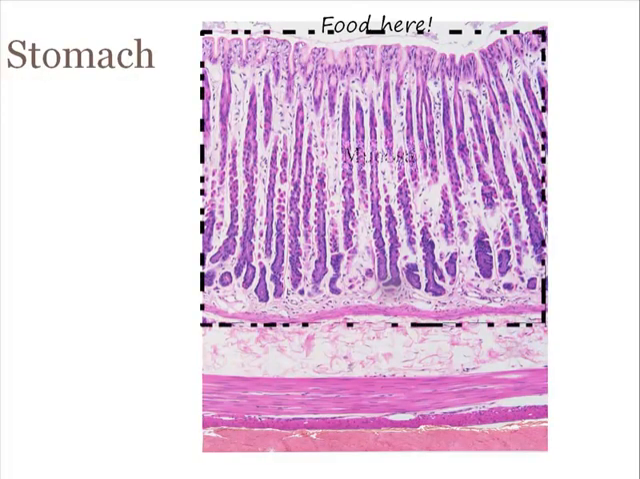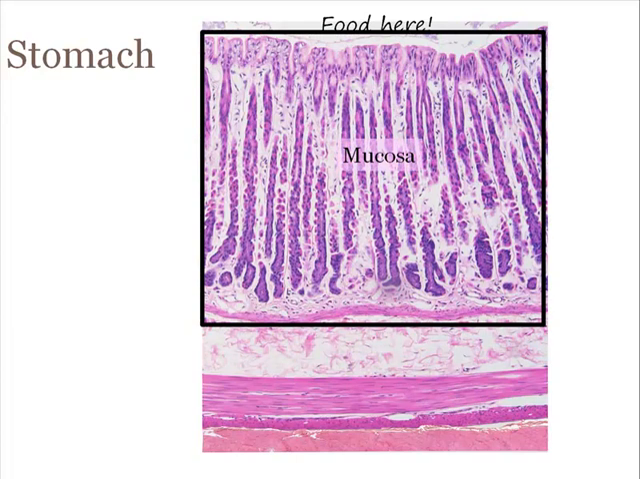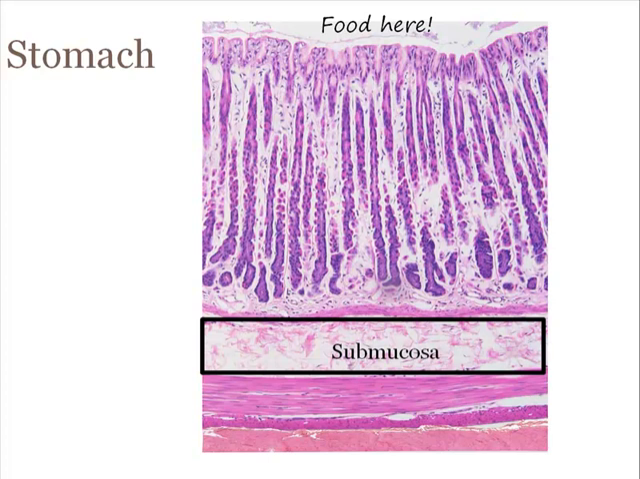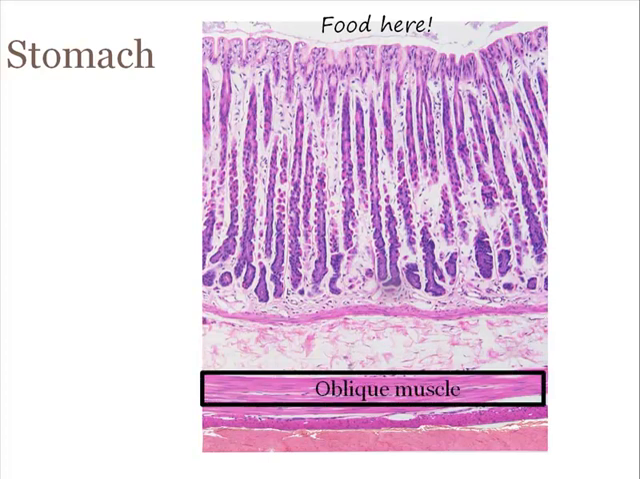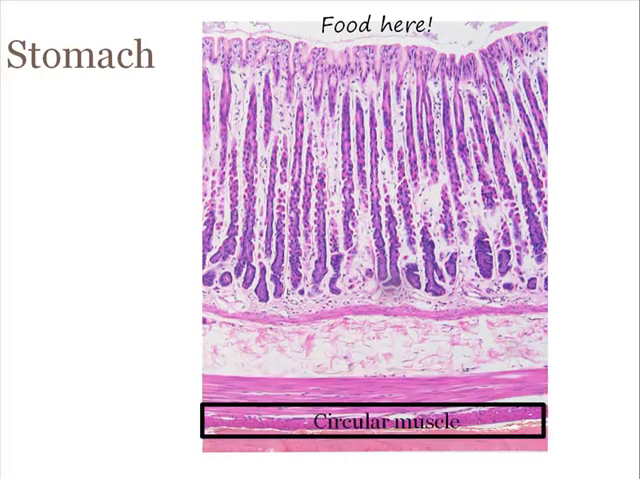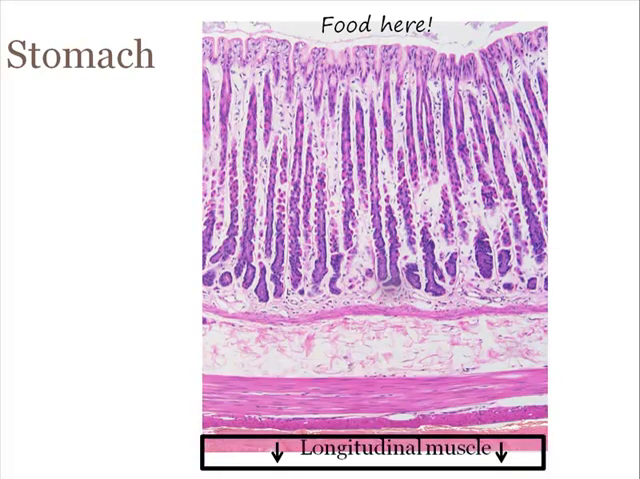The mucosa of the stomach is a thick band of crevices lined with simple columnar epithelial cells that can't be seen in this magnification. You can see the distinctive muscularis mucosa at the bottom. The submucosa is just a region of connective tissue. Then the oblique muscle, which is the extra layer of muscle found in the stomach because of its larger pouch shape rather than a tube, followed by the circular muscle layer and a portion of the thick outer longitudinal muscle.